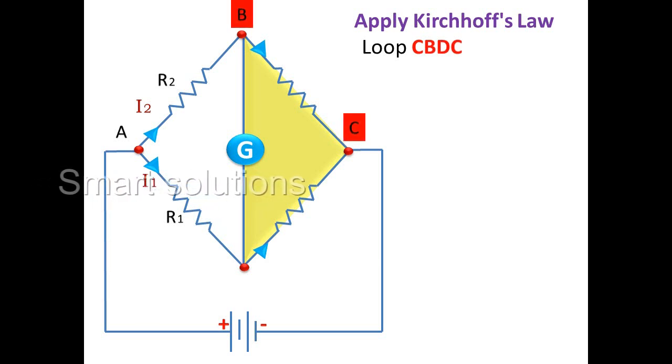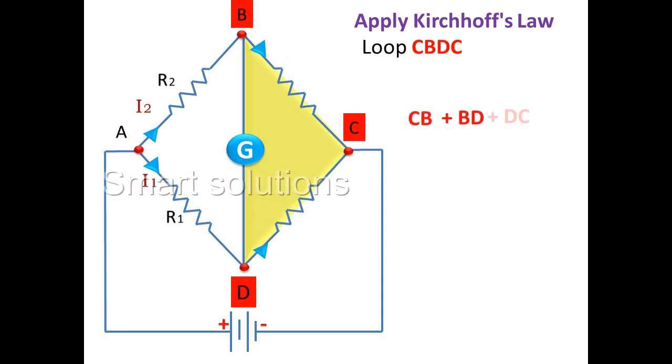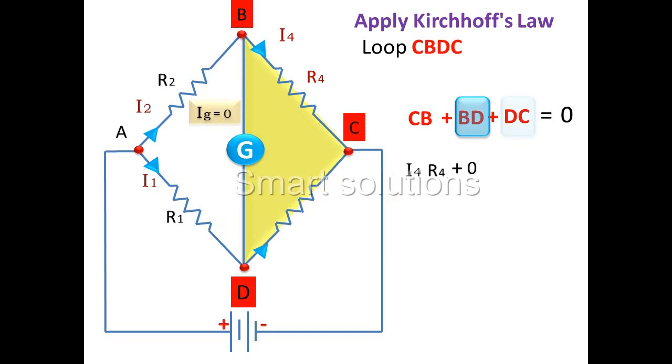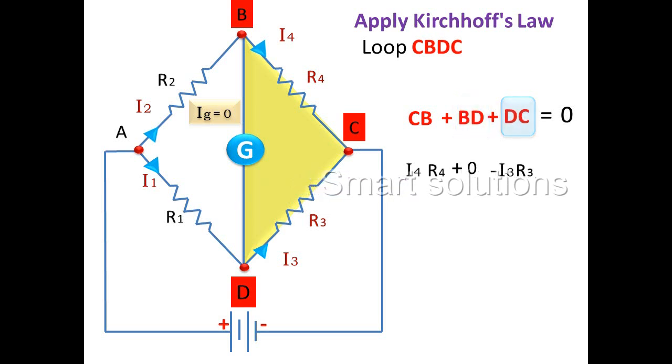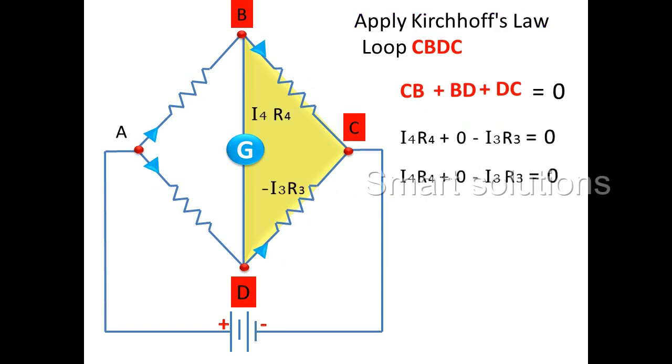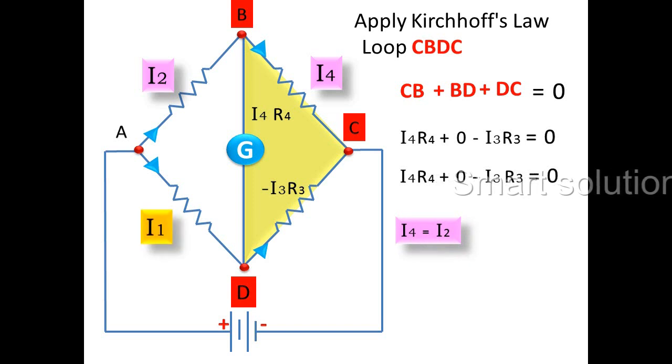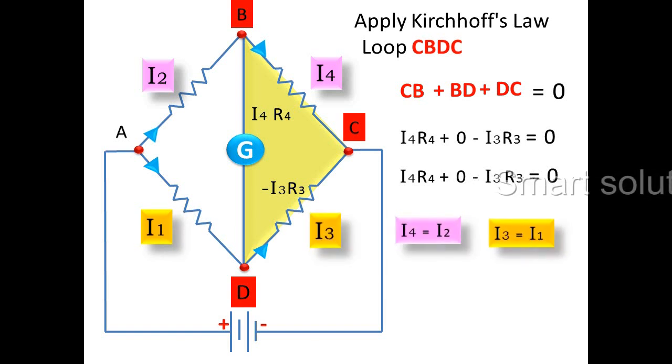Applying Kirchhoff's law to the loop CBDC, I4R4 plus Ig is equal to 0, so 0, minus I3R3. Here the minus symbol is used because the current is in the anti-clockwise direction, is equal to 0. As we know, current I4 is equal to current I2 and current I3 is equal to current I1. So, in this equation, we can replace I4 by I2 and we can replace I3 by I1. Let's call this equation 2.